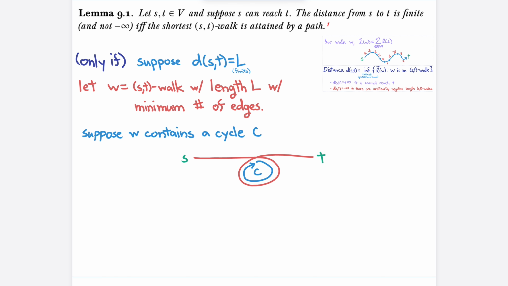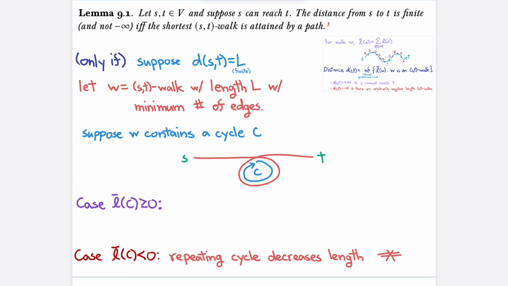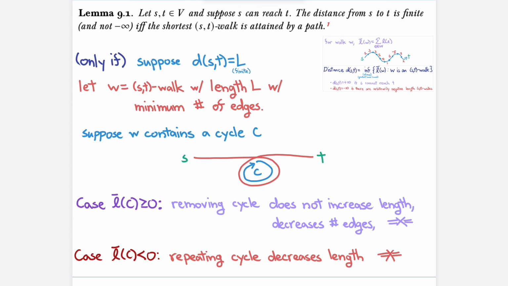Yeah. So, all right. So if W is already a path, then you're happy, right? There's a path that attains S to T. So let's say that W has a cycle. That's what you all had in mind. So the minimum number of edges among all the short ones. And we'll break it up into two cases.